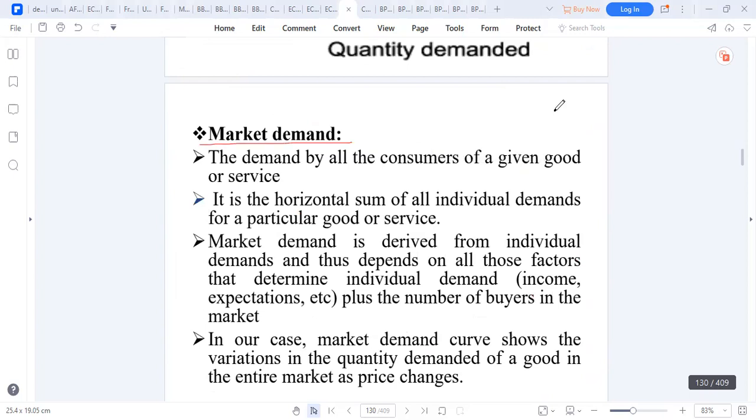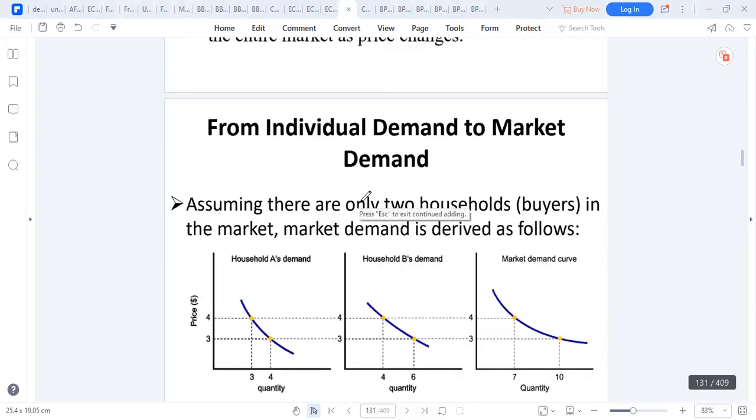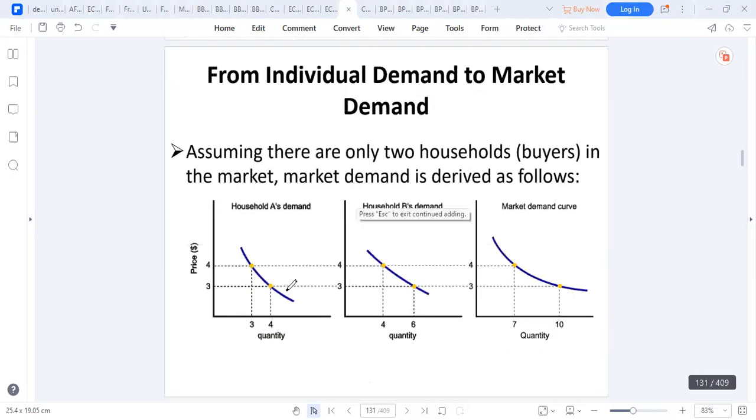Market demand is the demand which is attributed by all the consumers at a given time. It's a horizontal sum of all individual demands for a particular good or service. Market demand is derived from individual demands that thus will contribute to the market demand, which is shown by various commodities. So this is an individual demand of A, individual demand of B. When you combine these two, it therefore gives us what?